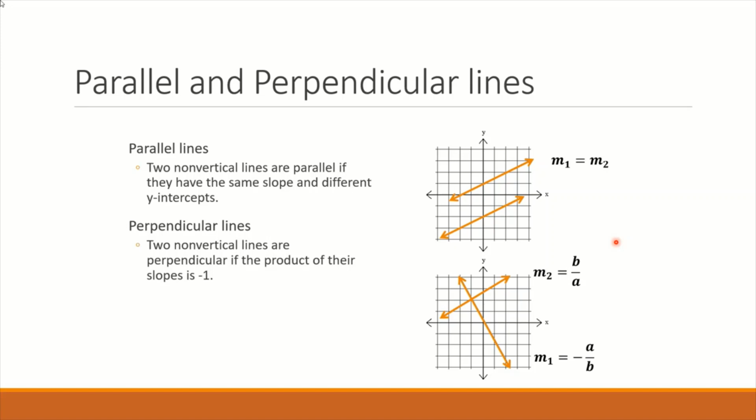Now to notice that they're perpendicular, you look at the slopes. If the slopes are negative reciprocals of each other, or opposite reciprocals, meaning the signs are different and they flip, or what you can do, as it says there, is check that the product of their slopes is -1. So if you multiply them together, it's going to give you -1.